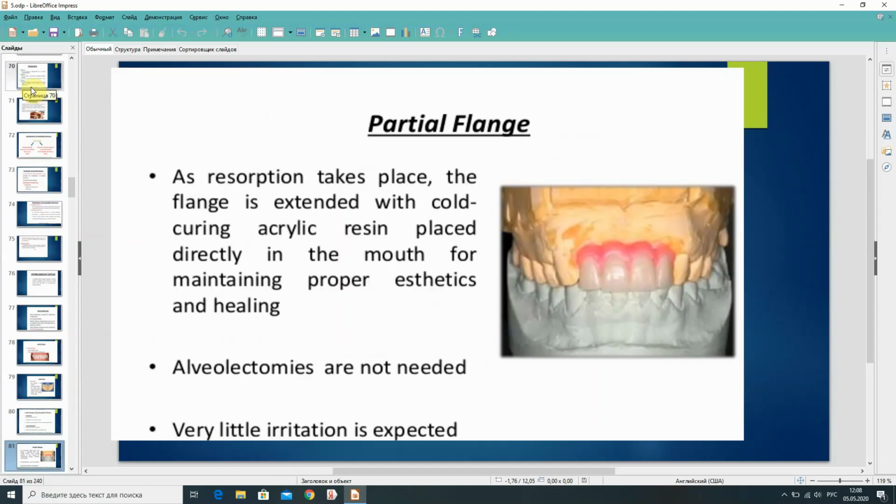Partial flank: as resorption takes place, the flank is extended with cold-curing acrylic resin placed directly in the mouth for maintaining proper aesthetics and healing. Alveolectomies are not needed. Very little irritation is expected.